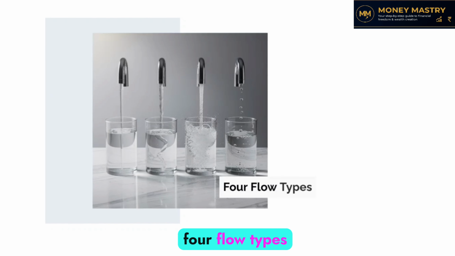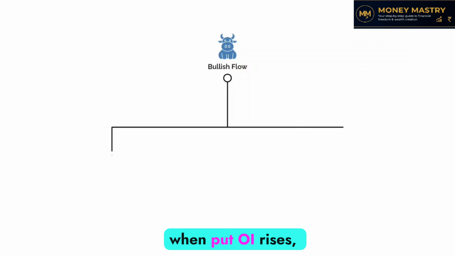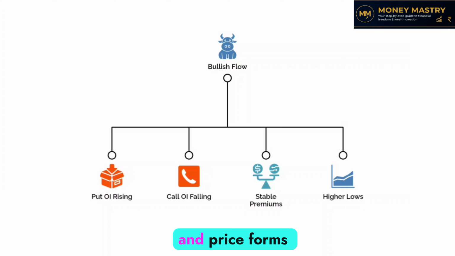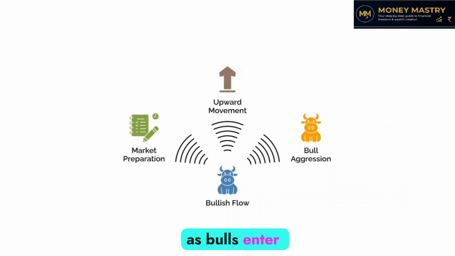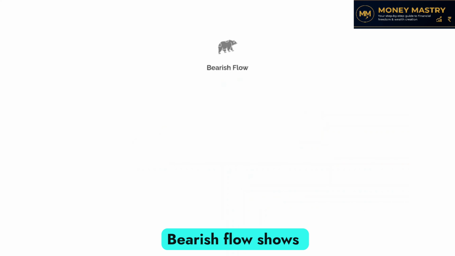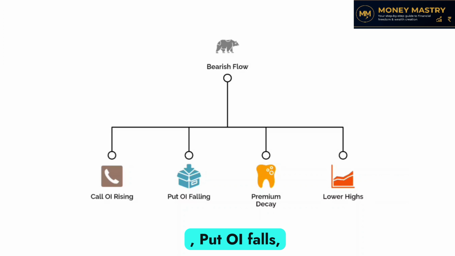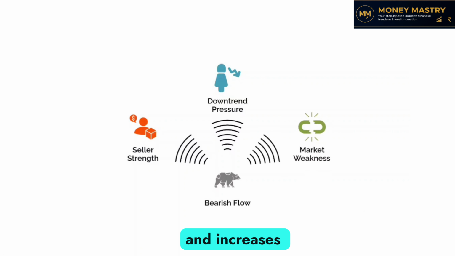Now let's explore the 4 flow types that define different market conditions. Bullish flow appears when put OI rises, call OI falls, premium stays stable, and price forms higher lows. This flow prepares the market for upward movement as bulls enter aggressively. Bearish flow shows up when call OI rises, put OI falls, premiums decay, and price makes lower highs. This pattern builds seller strength and increases downtrend pressure across the market.